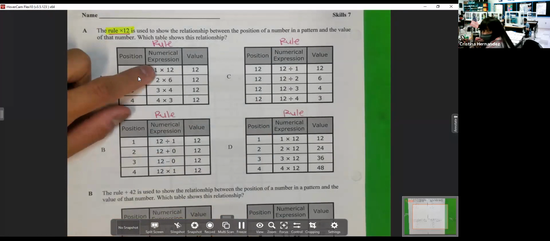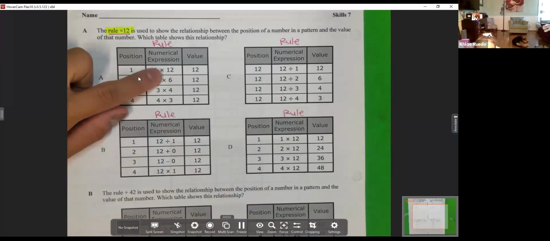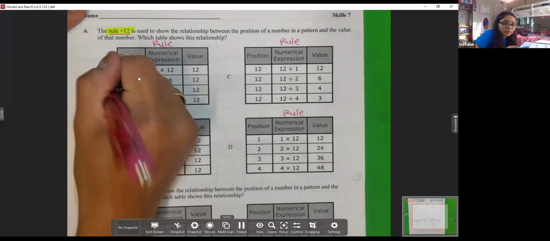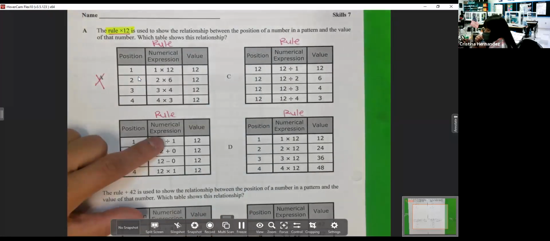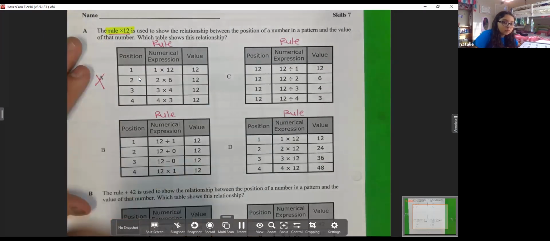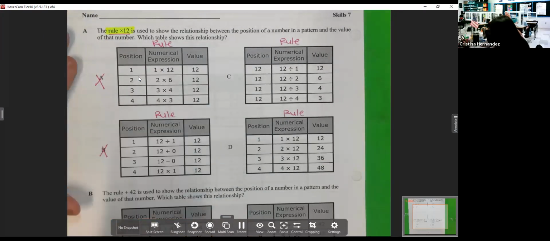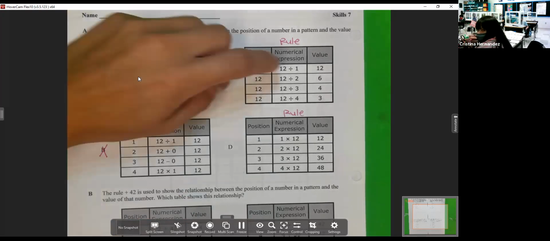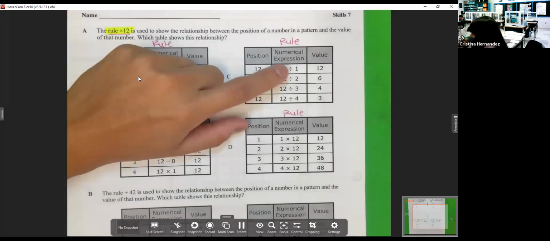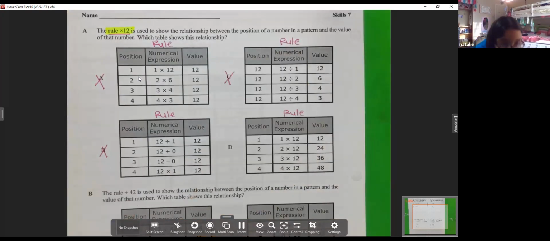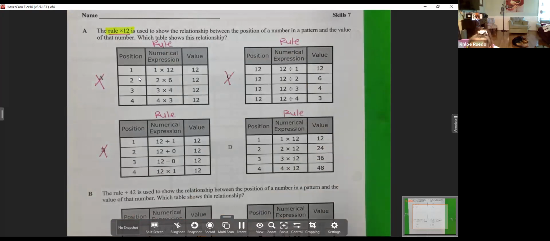Does this have times 12? No. Hold on, Adrian. Does this have times 12? It's the correct answer, but does this have times 12 on C? No. What is our answer? D.